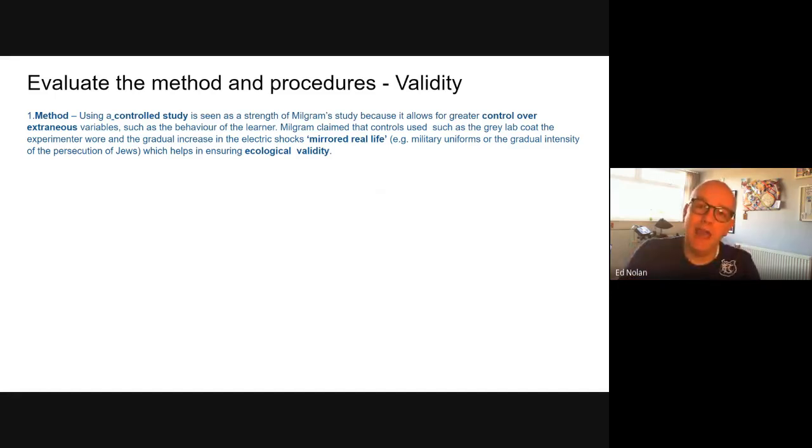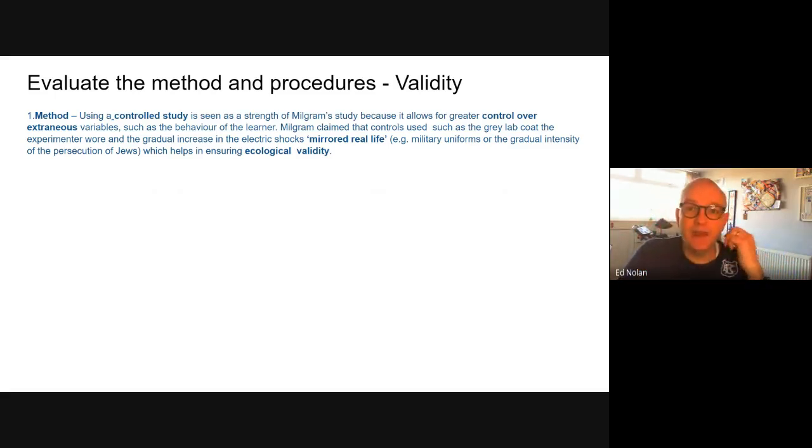Milgram also claimed that because he'd used a man in a grey lab coat, that's very similar to a military kind of uniform, and that he'd had a gradual increase of 15 volts, so the orders got harsher and harsher as they went on, this reflected real life. This reflected what happened in Germany with the Germans and the Jews. So it had ecological validity. The control gave it internal validity. What he had put in place gave it external or ecological validity.